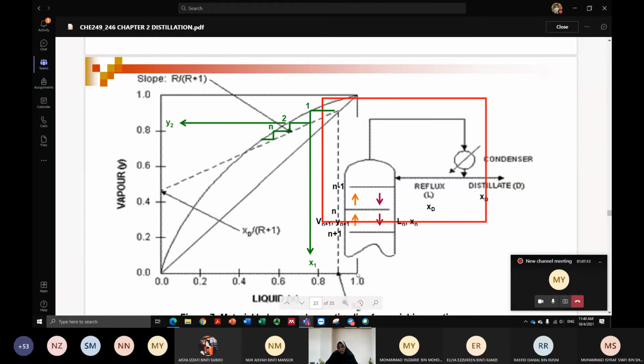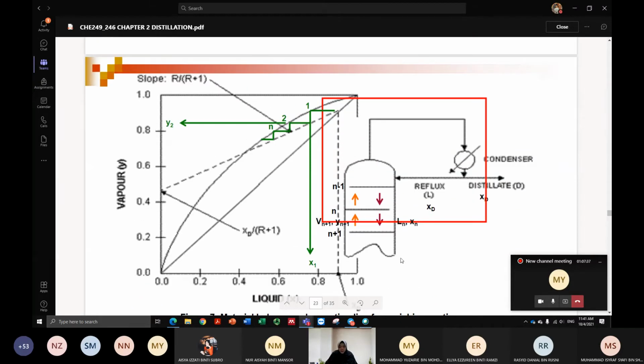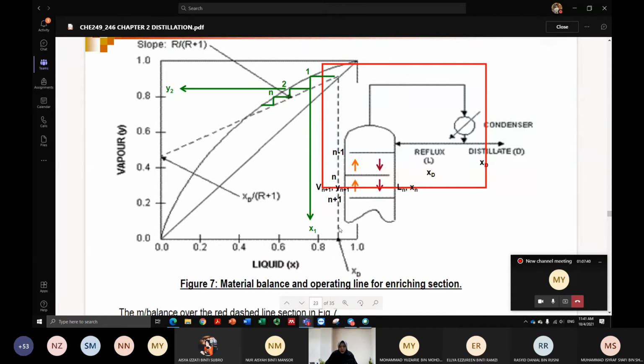At the end of the value of vapor and liquid. Just produce a curve, draw a 45-degree line which connects between 0,0 and 1,1. Then assume the value of your XD, just somewhere here. Just sketch. Label your XD and then draw the vertical line to the top of the graph. Stop when you reach the 45-degree line.